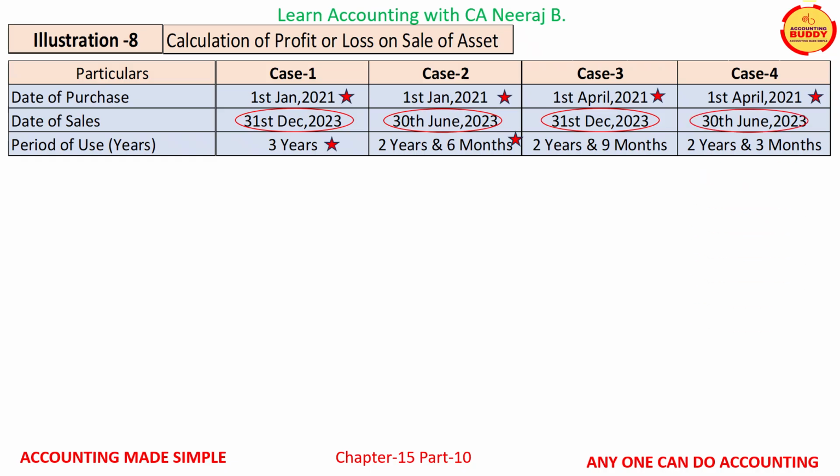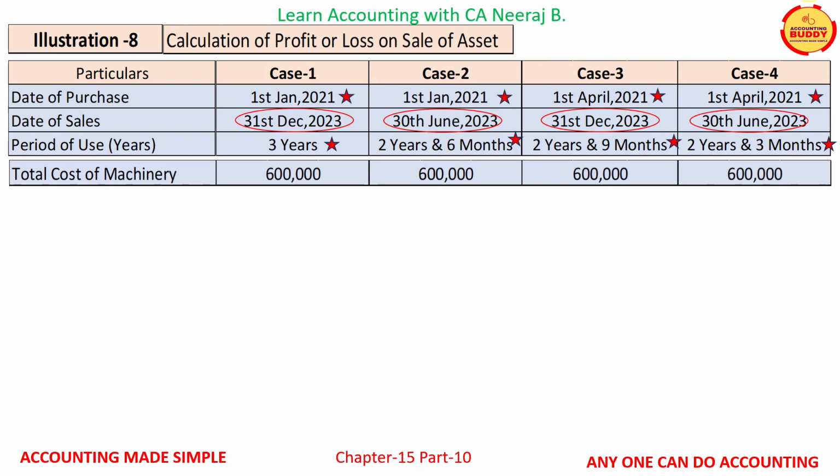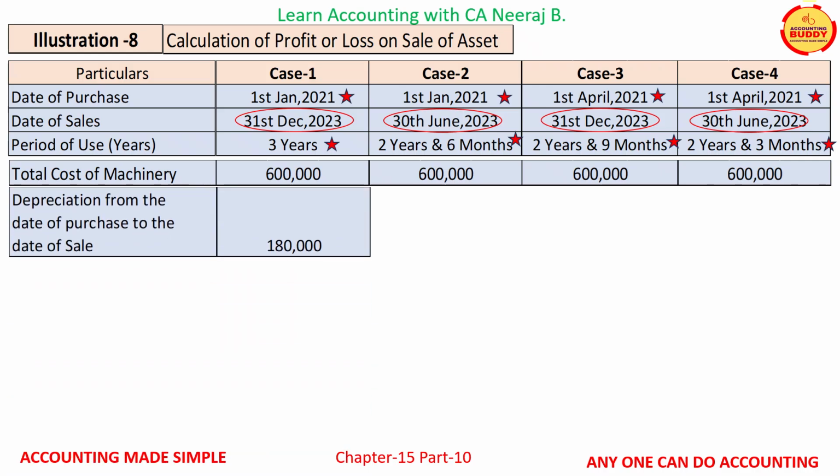Therefore, in case 3, machine is used for 2 years and 9 months and in case 4, it is used for 2 years and 3 months. Total cost of machine in all the 4 cases is same, that is $600,000. Depreciation provided on machine in case 1 is $180,000.